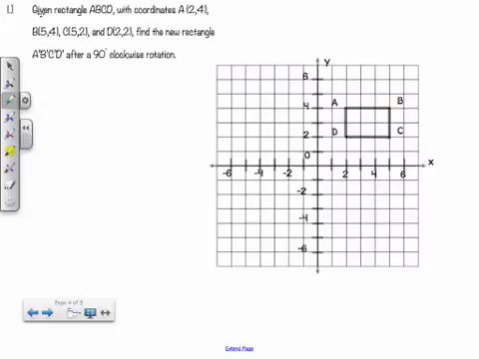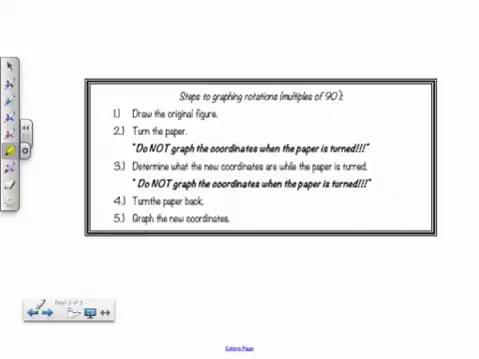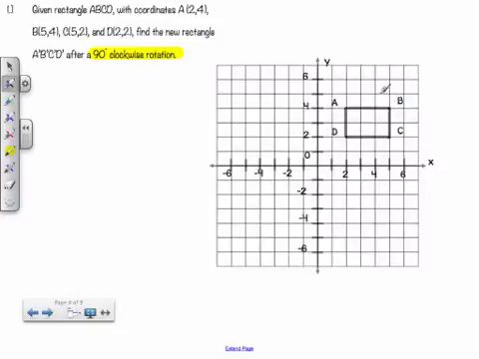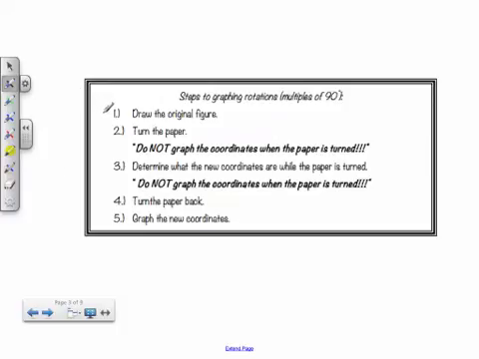Number 1 says, given rectangle ABCD with coordinates A(2,4), B(5,4), C(5,2), and D(2,2), find the new rectangle A'B'C'D' after a 90-degree clockwise rotation. Okay. So let's go ahead and read the directions of what we need to do. Step number 1 says to draw the original figure. Now if you look at your graph, the original figure is already drawn for you, so you don't have to do that at all. So I will put a check mark next to this right here. I'm just going to show you how we're going to go through it all.